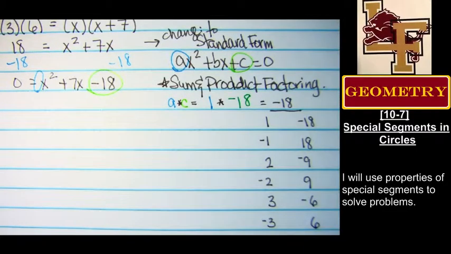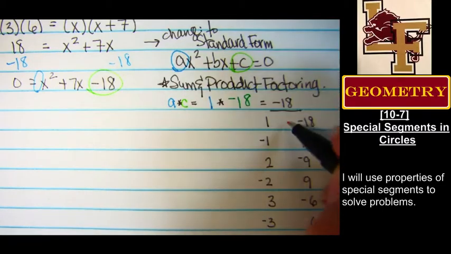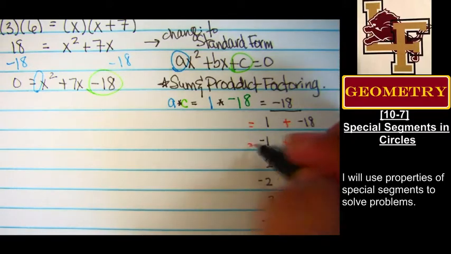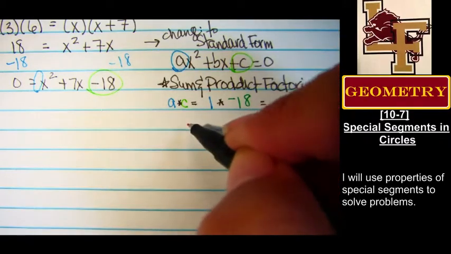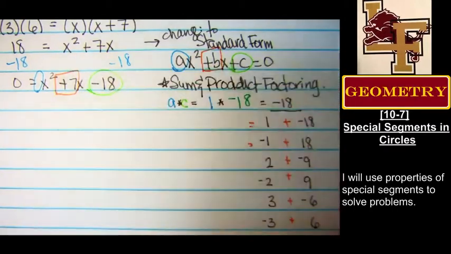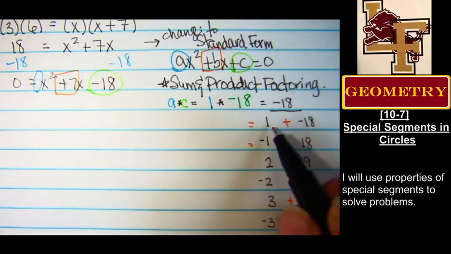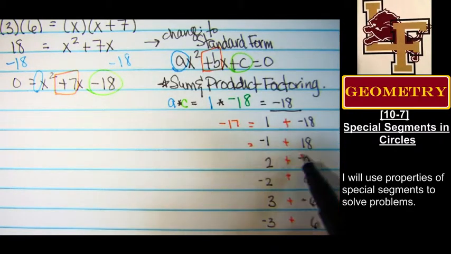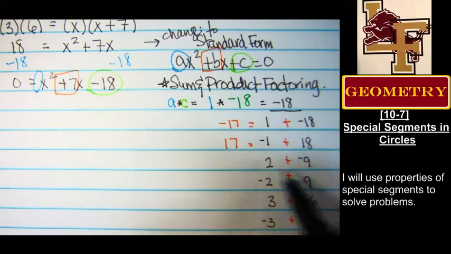All right, now that we've gotten our list, we are going to add them together. That's the sum portion. So we've done the product. Now we're going to do the sum. We're going to add them together, and what we're looking for is for the answer to be the same as letter B, which in this case is a positive 7. So 1 plus negative 18 is negative 17. Negative 1 plus 18 is positive 17.